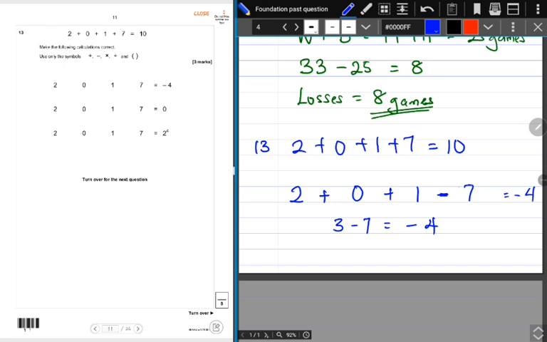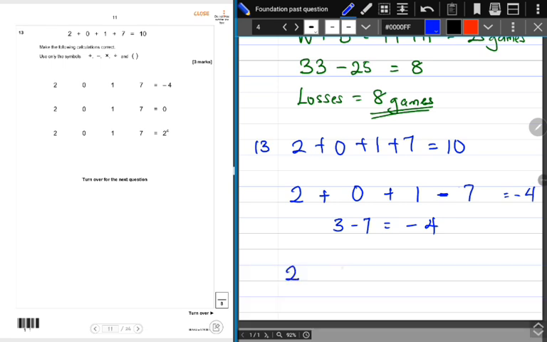Now for the second one, we have 2 0 1 7 equals 0. Okay. So in this case, since everything equals 0, what we have to do is multiply all through. 2 times 0 is 0, 0 times 1 is 0, 0 times 7 is 0, so everything here is 0.